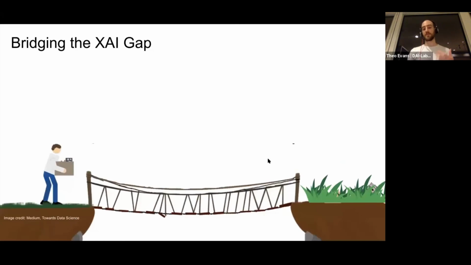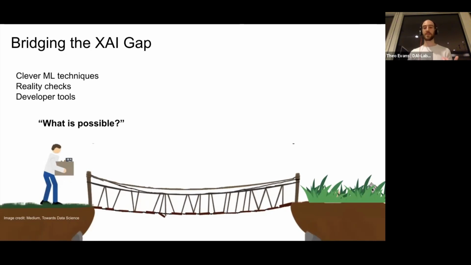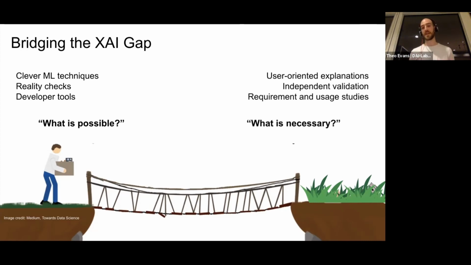If we think about the topic of explainability as a bridge, where we are right now is in terms of thinking, what is possible? How many different clever machine learning techniques can we use to produce, for instance, a heat map? And these act as good reality checks for our algorithms and potentially good tools for developers to better understand their algorithms and refine them. But where we're potentially missing is this question of what is necessary. What do users really need in order to understand the internal reasoning and the limitations of the models they are using?